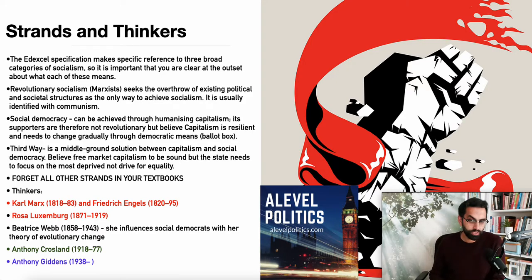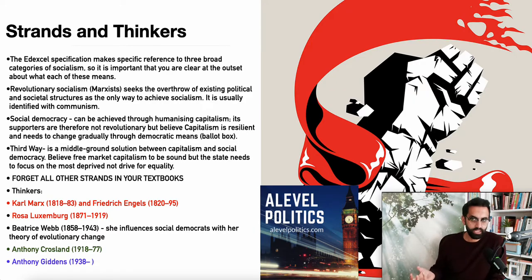Now, social democracy or social democrats, they have a different view about the system. Where revolutionaries believe that capitalism is the root of all evil and capitalism needs to be uprooted, what they believe is that capitalism can be humanized. So social democrats believe that revolution is not a good thing. Revolution creates upheaval, unnecessary upheaval. They believe that capitalism is resilient, but capitalism needs to change.